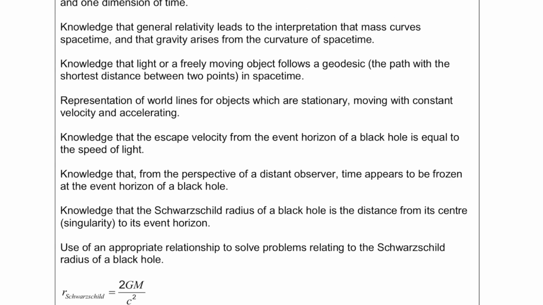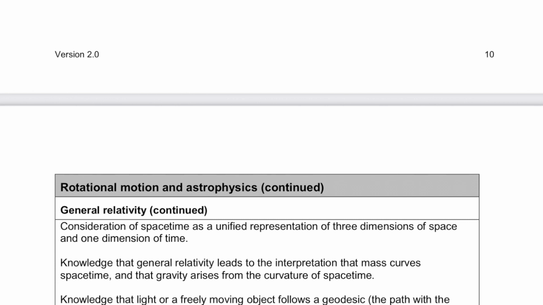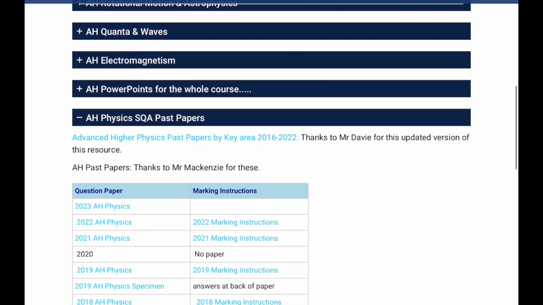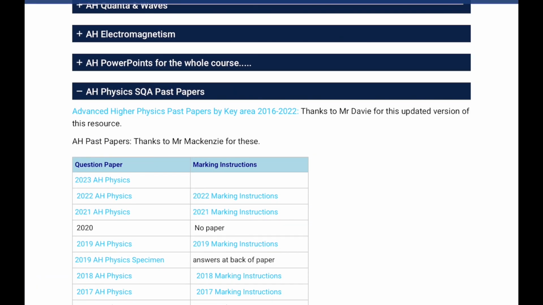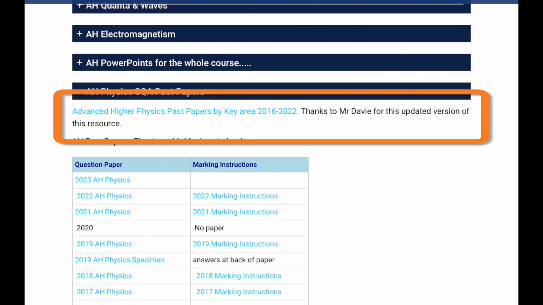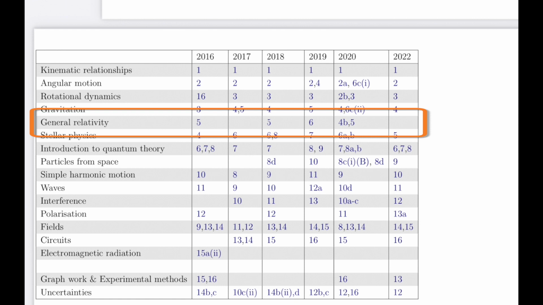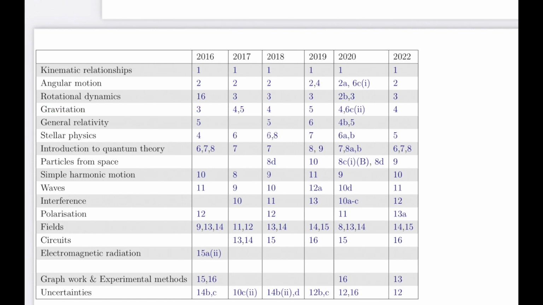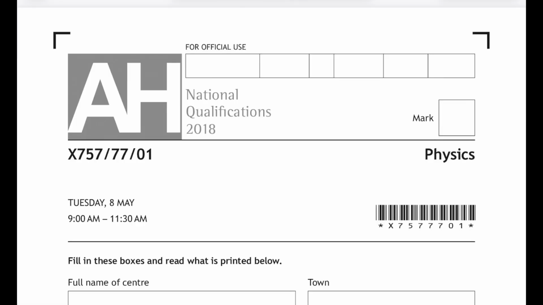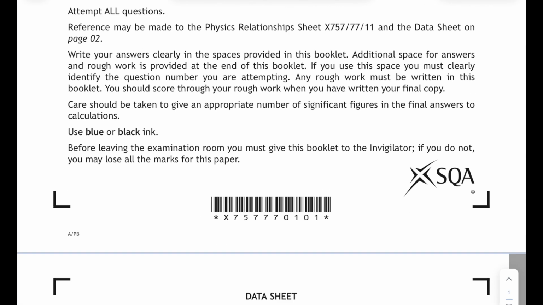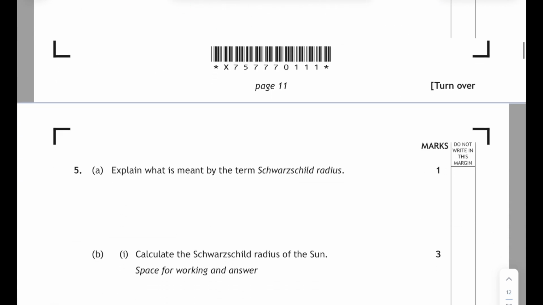So with that in mind, let's have a look at a couple of past paper questions, and the quickest way to do that is to use Mr. Davies' interactive PDF of Advanced Higher Physics past papers by key area. And thanks very much to him for this fabulous resource. So there's the general relativity questions. There's 1, 2, 3, 4 of them in the past 5 or 6 years. So let's firstly have a look at 2018, and it's question 5.